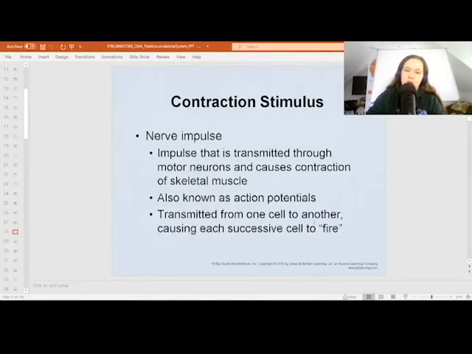The contraction stimulus is the nerve impulse, and the nerve impulse is transmitted through motor neurons and causes contraction of the skeletal muscle. This is also known as an action potential, transmitted from one cell to another, causing each successive cell to fire.